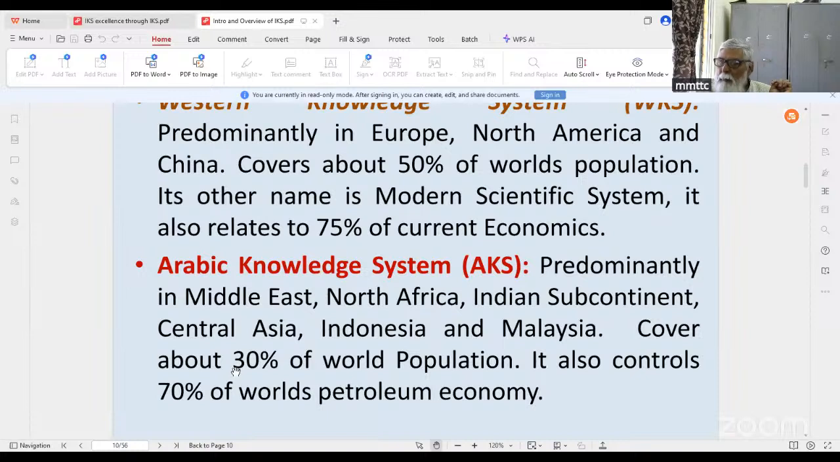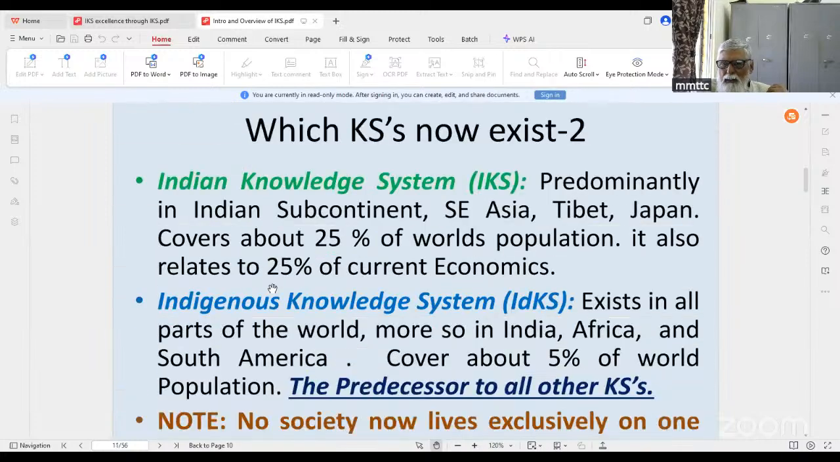It covers about 30% of the world population, but it controls 70% of the world's petroleum economy. And since the main economy of every country is highly dominated by linkages with petrol and diesel, this knowledge system also has gained importance. The third knowledge system, which is prevalent, is the Indian knowledge system. It's predominantly found in the Indian subcontinent, quite a lot in Southeast Asia, Tibet, Japan. It covers about 25% of the world's population. It also relates to 25% of the current economy.